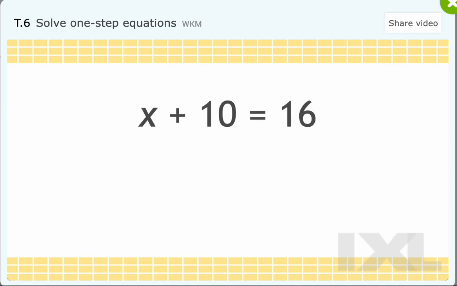So when we have an equation like x plus 10 equals 16, we know that the left side, x plus 10, must have the same value as the right side, 16. We can use this fact to help us figure out the value of the variable x. So how do we do that? Well, there are a few important steps we follow to solve an equation like this one.